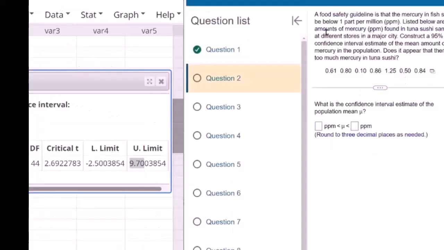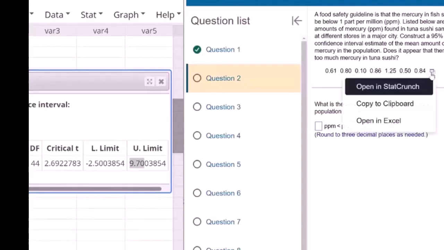A food safety guideline is that the mercury in fish should be below 1 part per million, ppm. Listed below are the amounts of mercury per million found in tuna sushi sampled at different stores in a major city. Construct a 95% confidence interval estimate of the mean amount of mercury in the population. Does it appear there's too much mercury in tuna sushi? What do we have to do? We have to check our requirements first. Here's our data. Let's open StatCrunch with new data.